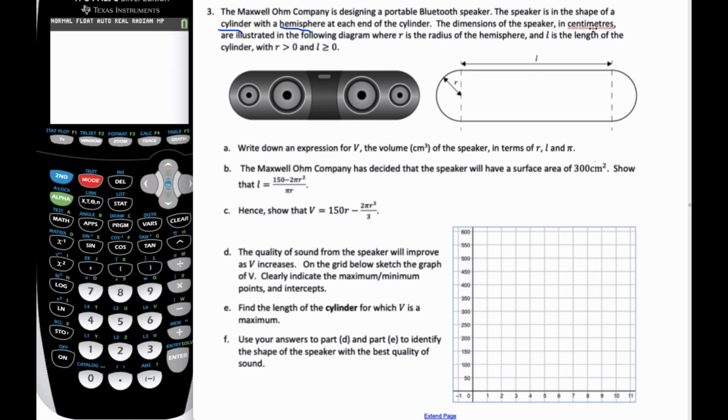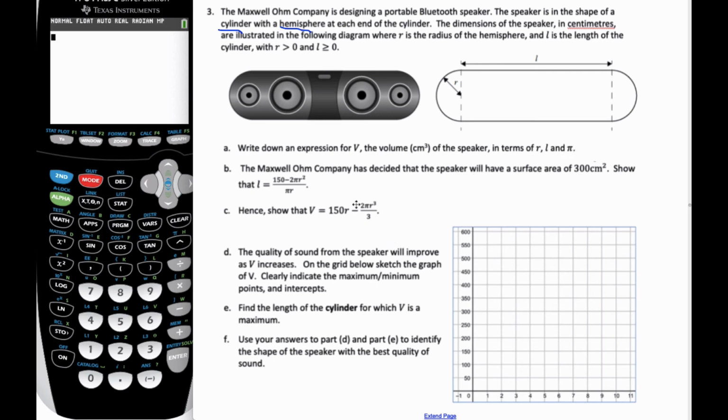The dimensions of the speaker in centimeters are illustrated, and there's a radius r and a length L. We know that r and L are both positive. It says write down an expression for the volume of the speakers in terms of r, L, and pi.